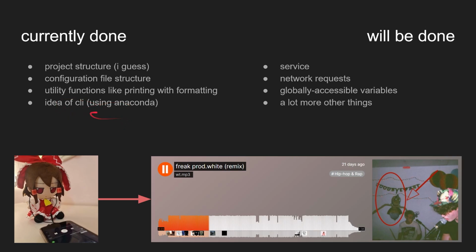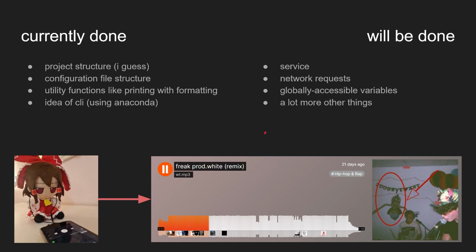And the idea of a CLI, so yeah, using, not Anaconda, Cobra. Anaconda is a Python thing, so don't forget that. And then we talk about what has to be done or will be done: the services, which I just talked about. Network requesting, I'm using the built-in Go HTTP module, which has its own caveats that I'm trying to figure out. And then globally accessible variables, because right now, in a functional sense, every function requires an input of the token or the configuration file or whatever to do anything.